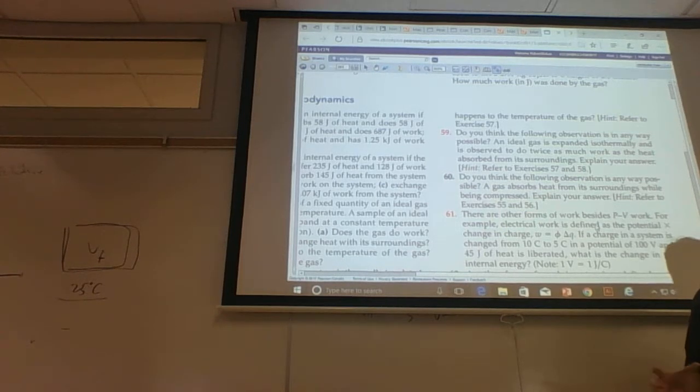And so, impossible. For the system, which is the gas, to be compressed, it's got to lose energy. It can't absorb energy, and if it absorbs, this is not possible. This would be another violation of the first law of thermodynamics.